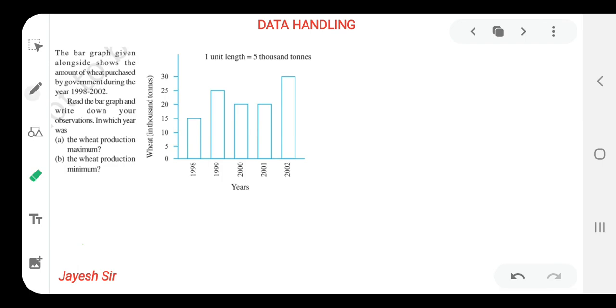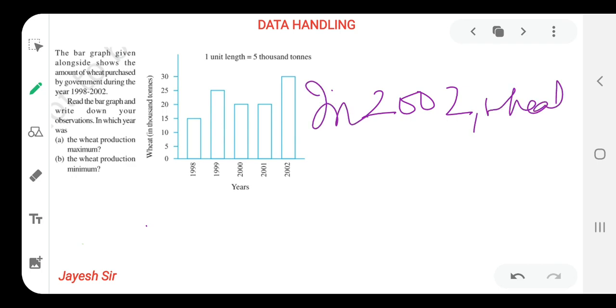Yes, friends, let us begin with the questions. Read the bar graph and write down the observations. The first question: in which year was the wheat production maximum? Here we can see the maximum production is where the bar has the longer length, that means 2002. In 2002 the wheat production was maximum.